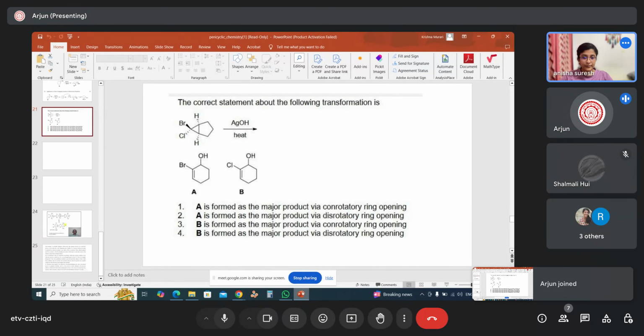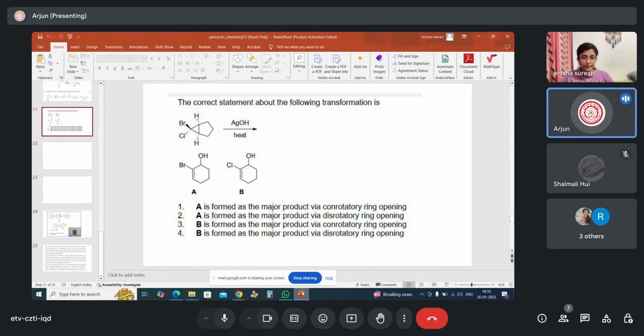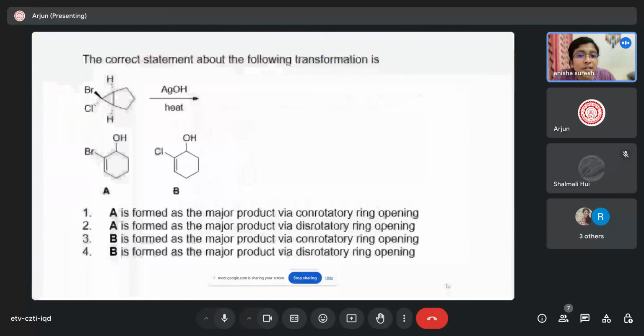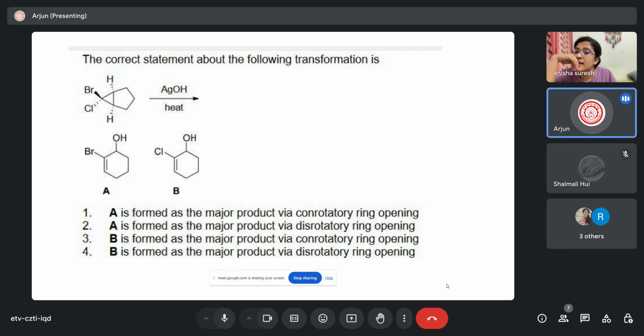Can you see the question, the correct statement about the following transformation? Okay. So AgOH, it is like halophilic sort of. Silver will be halophilic, so it can abstract either chlorine or bromine. Yes, ma'am. This was the confusion, which halogen it will extract and what product it will be forming.